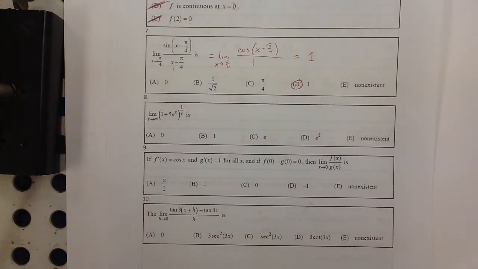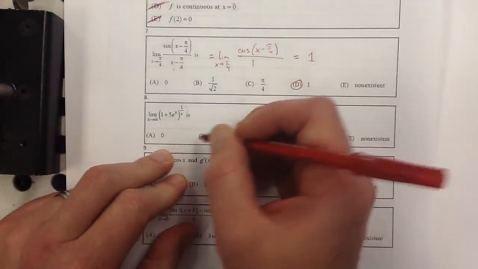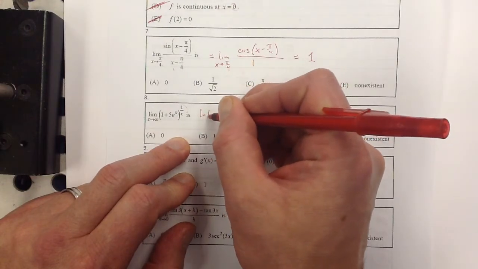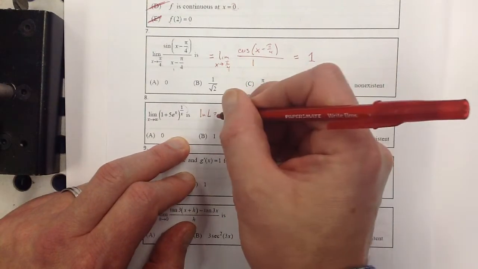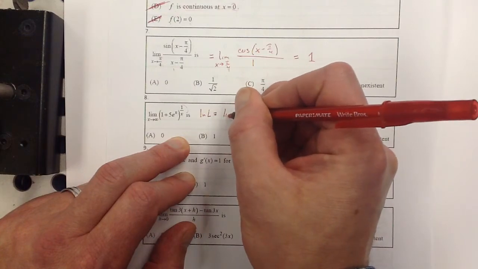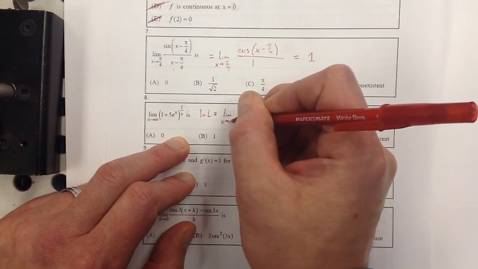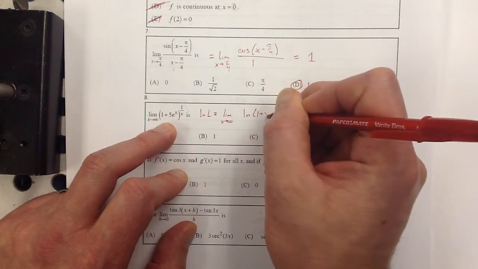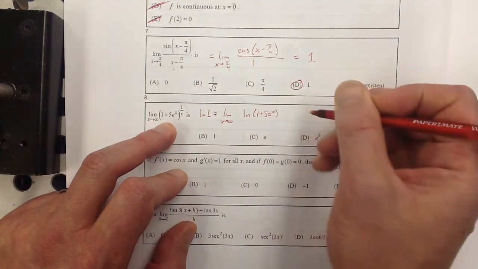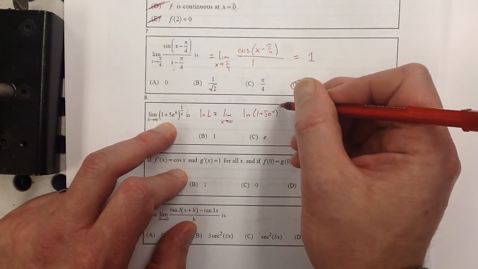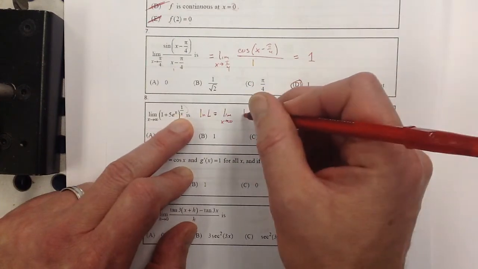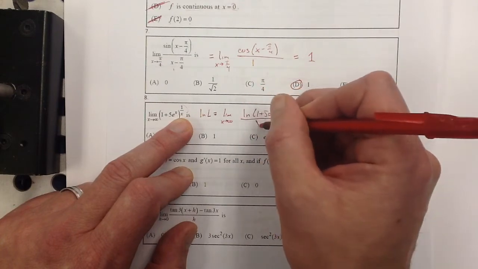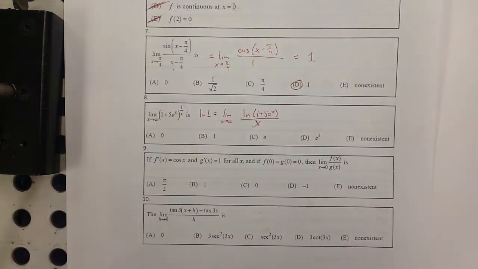Here, this one has x's in here and x's up here. That means I'm going to have to do that little logarithmic trick. So I'm going to say the natural log of the limit I'm interested in is equal to the limit as x approaches infinity of the natural log of 1 plus 5e to the x. And then the 1 over x here, since I took the natural log, I can bring that to the outside. Instead of writing 1 over x, I'll put the x on the bottom.